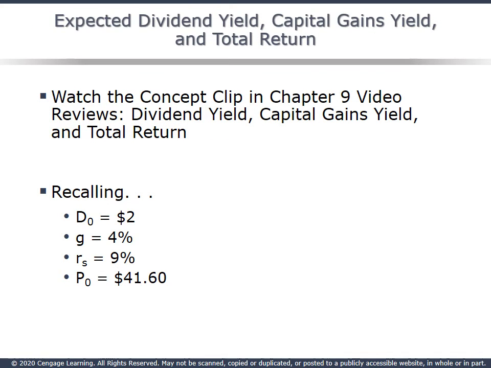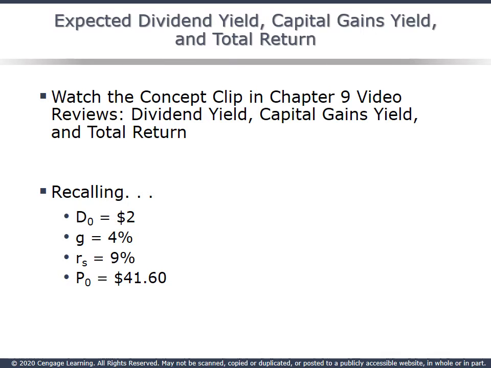So moving right along, we can find yields on common stock very much like we could find the yields on bonds in our previous chapter. We can find dividend yield, capital gains yield, and total return on a share of common stock. So before we work any problems in that vein, I'd like you to watch the concept clip in Chapter 9 video reviews that covers dividend yield, capital gains yield, and total return.